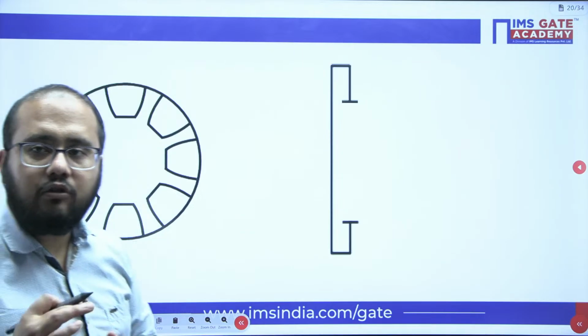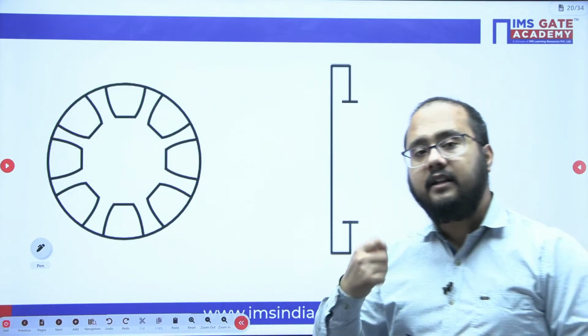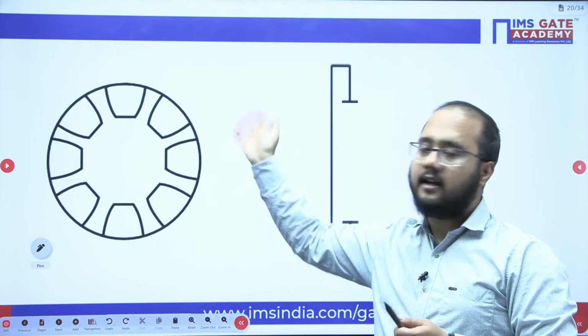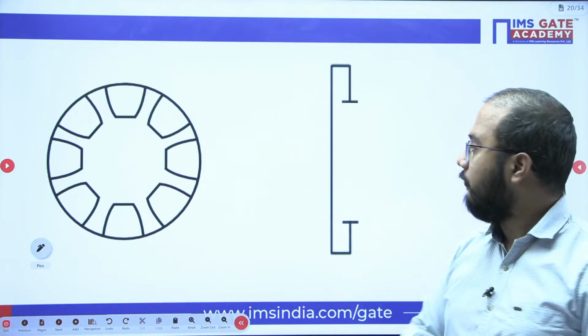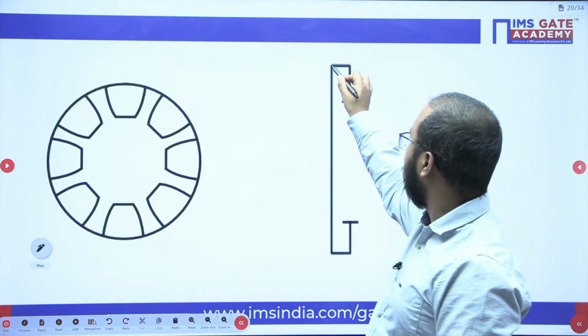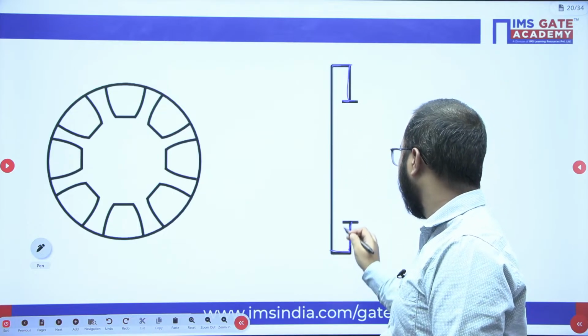Internal gears. How will you first of all draw the internal gear in the line diagram? In the internal gear, what is going to happen? The teeth are cut inside. So for that we will draw this line. This line will be cut inside and this will be the representation of the teeth.